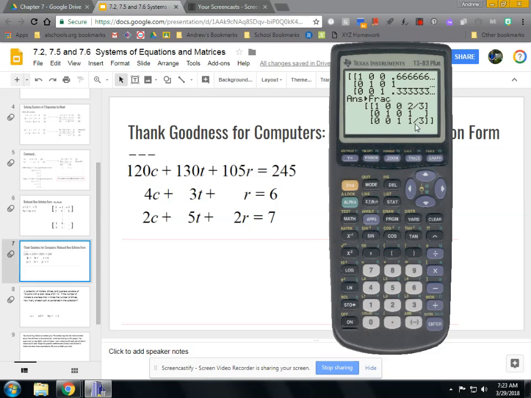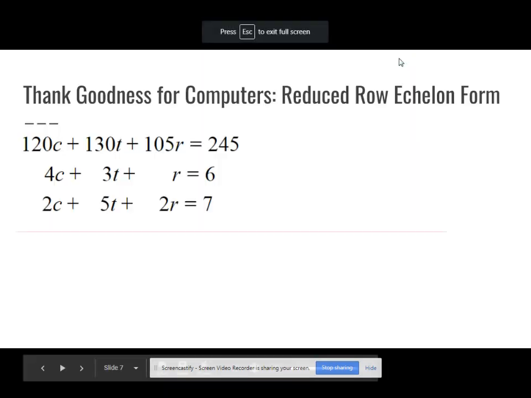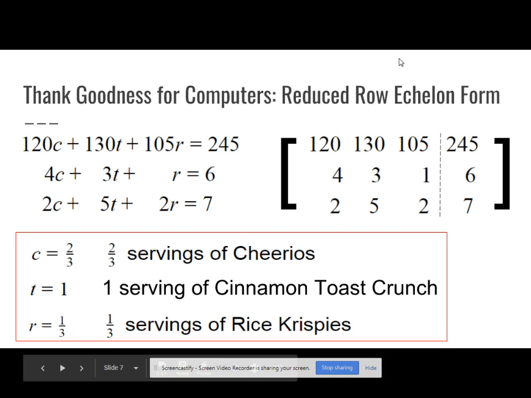The calculator doesn't tell you what this means, of course. I need you to be able to interpret that. And so once you've done this reduced row echelon form, I'm going to go back to my presentation here. So you put it into a matrix. I need you to be able to label those answers, because just putting it into the matrix and pushing equals doesn't require a whole lot of thought.